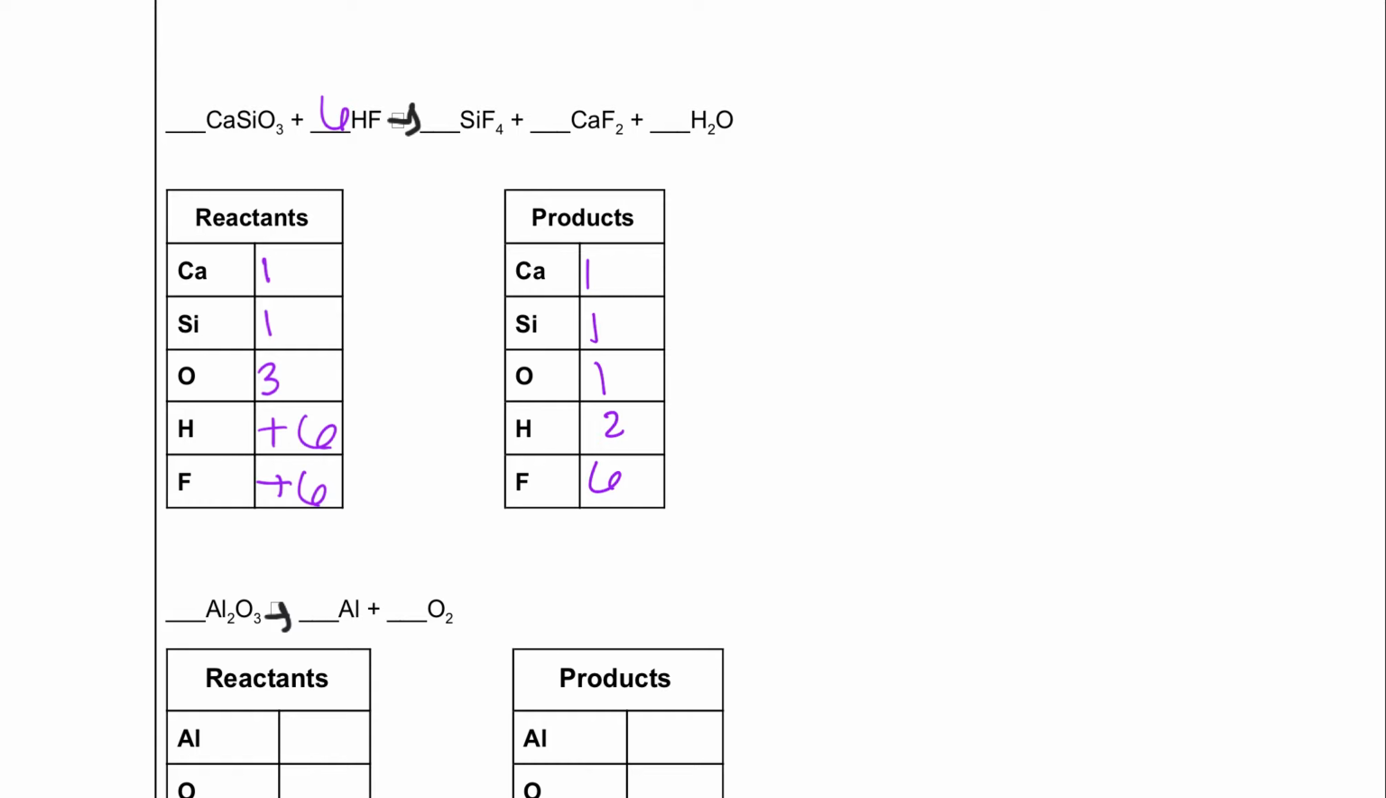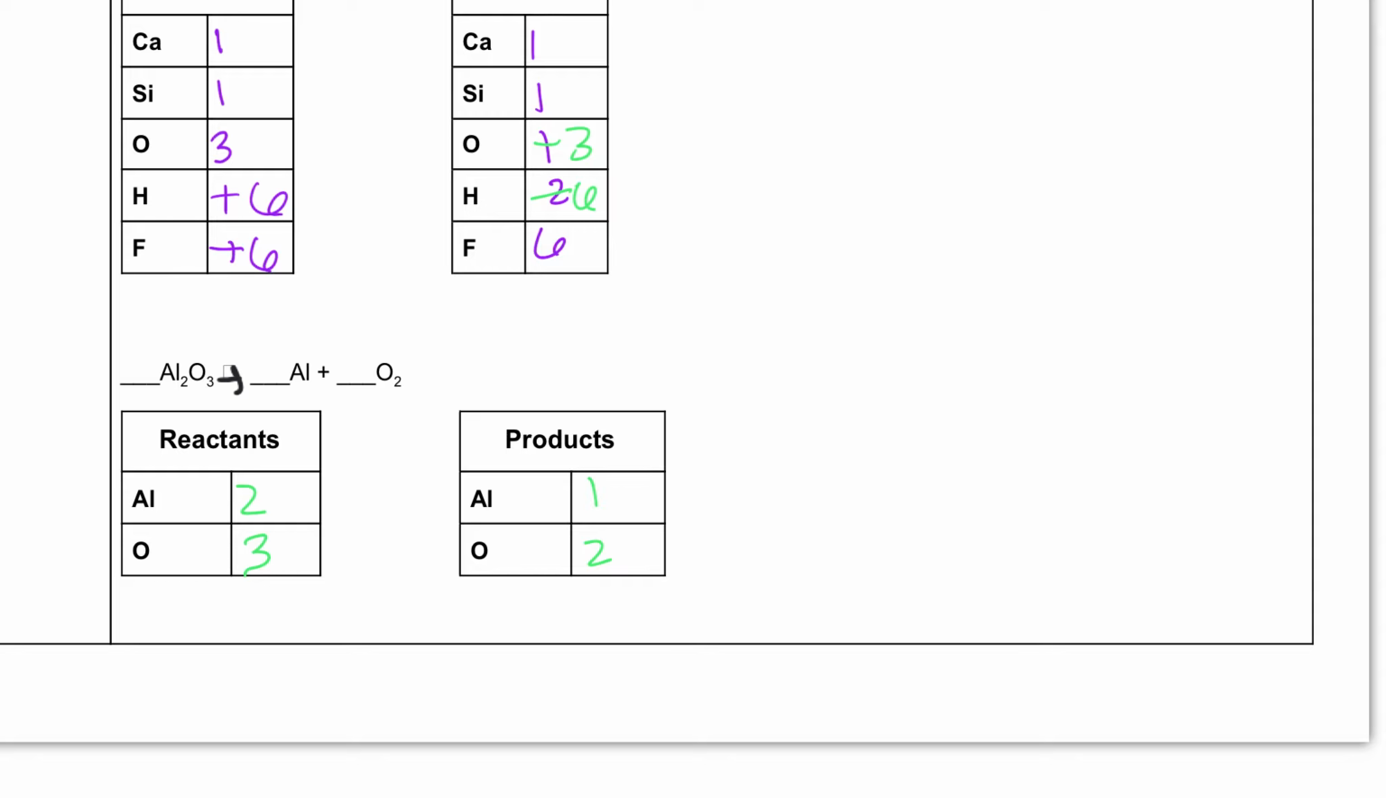So now the only thing left to balance are my hydrogens and oxygens. So I've noticed that my hydrogen has 6 on the reactant side and my products have 2. So I'm going to put a 3 here, and in doing so, I now have 6 hydrogen and 3 oxygen, and everything is balanced.